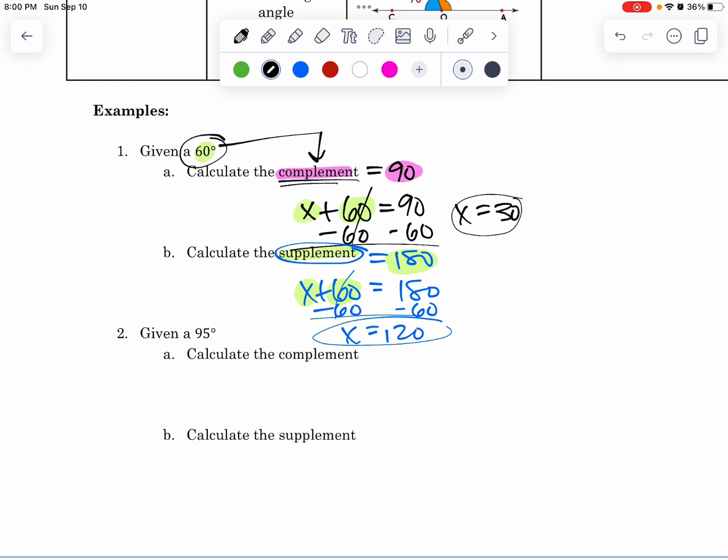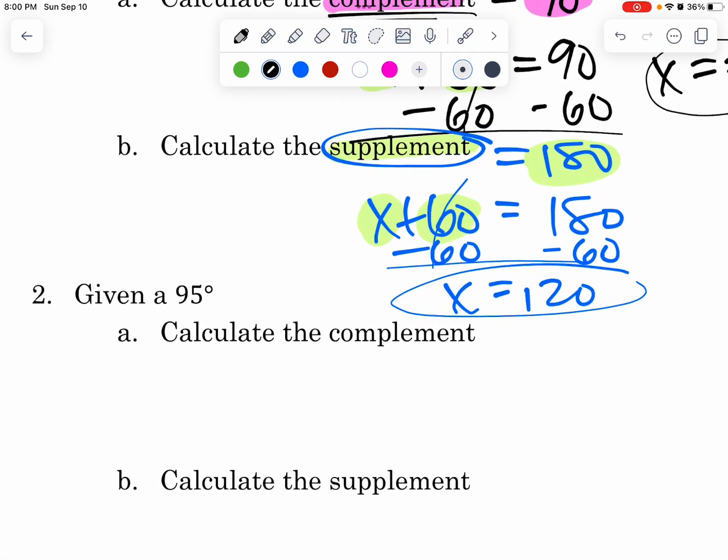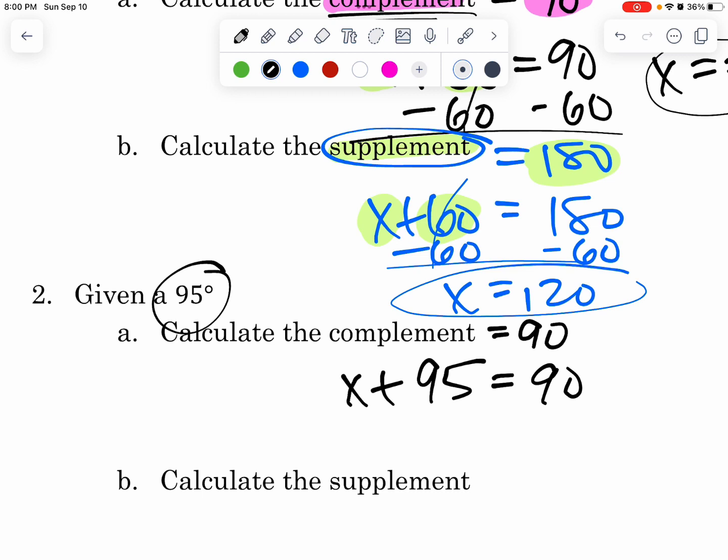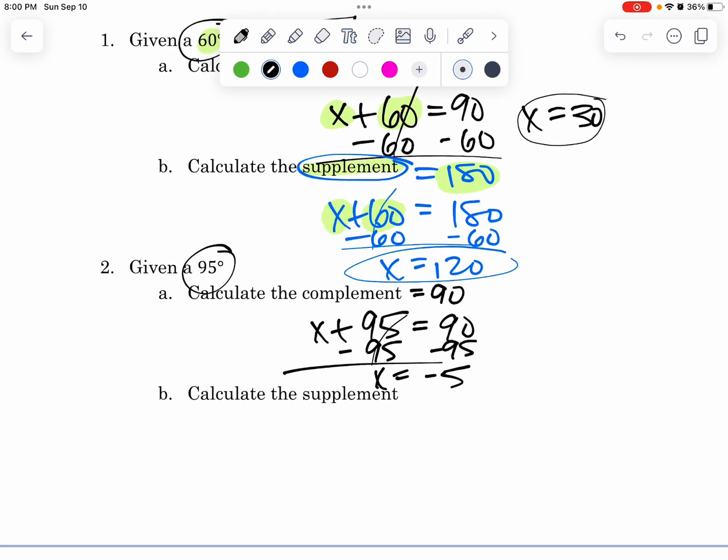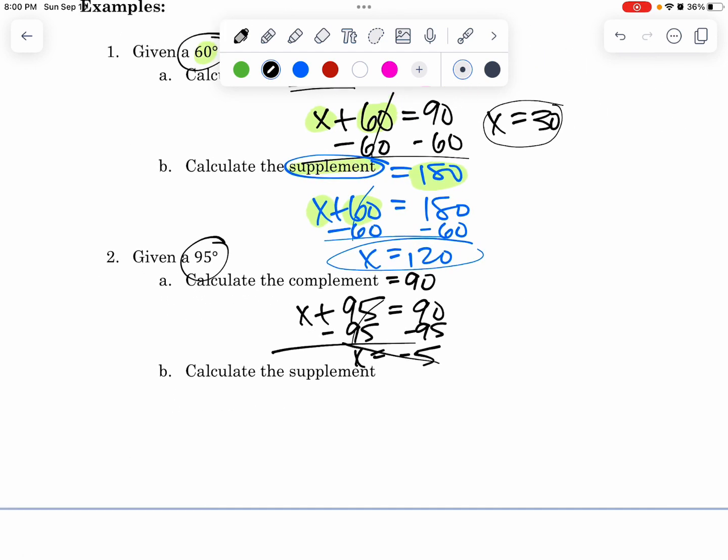So 95, calculate the complement. I remember that complement means equals 90. So I'm going to take x plus this angle, which is 95, and I'm going to equal it to 90 degrees. So I subtract 95, and I get -5. I don't think that I can have a negative angle degree. So no negative angle measures. So this one is kind of like no solution, no answer.